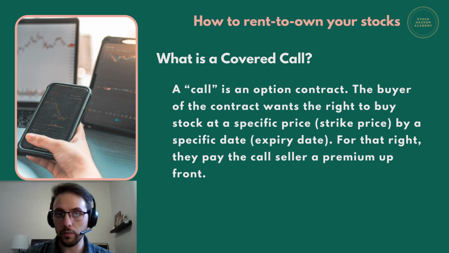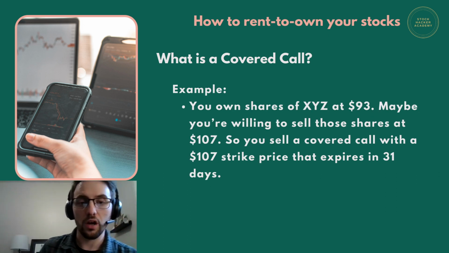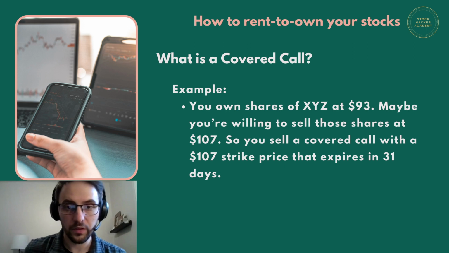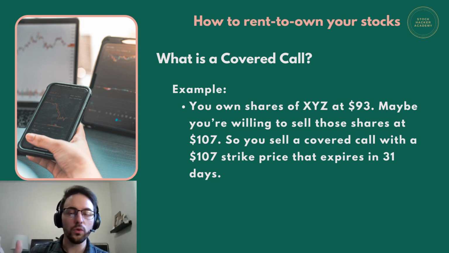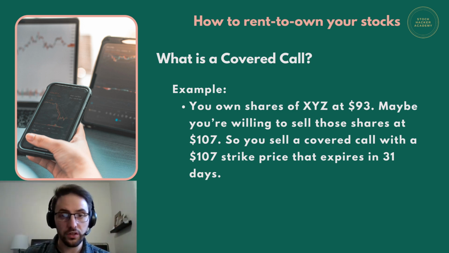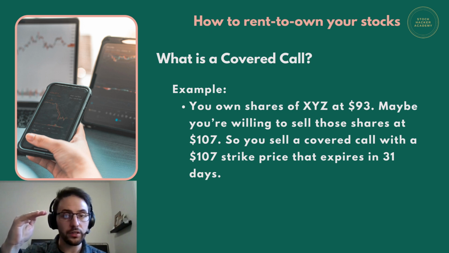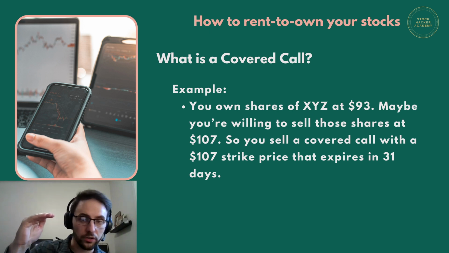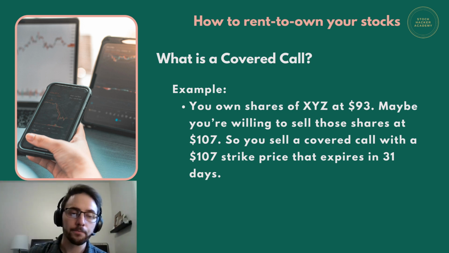Let's outline a specific example. So let's say you own shares of XYZ company, okay? $93 is your average cost for these shares. Maybe you're willing to sell those shares for $107. So you sell this covered call with the strike price, that future selling price, at $107. And the term for this is 31 days. So this contract will expire in 31 days.